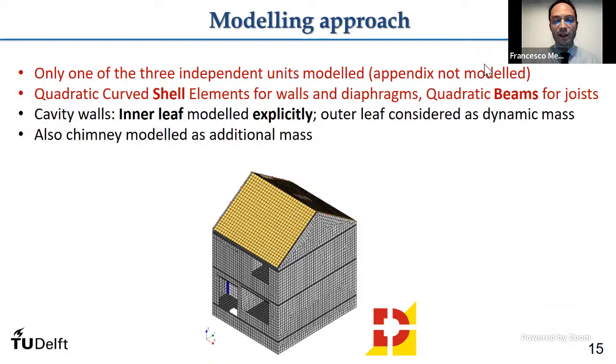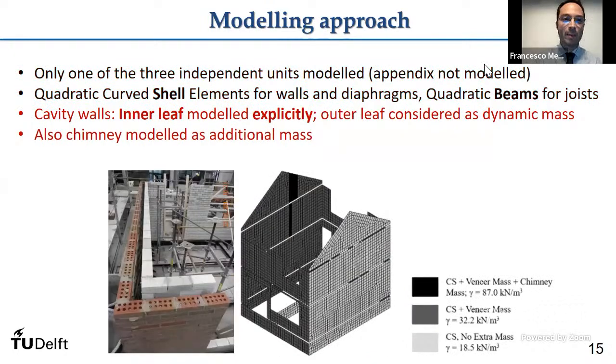Second, we decided to model the structure with shell elements for the walls and the diaphragms, and of course, beam elements for joists and beams, but no solid elements. Third, the cavity walls, I mentioned that the inner leaf was made of calcium silicate bricks, and that was modeled explicitly, whereas the outer leaf was considered as dynamic mass. And we did the same also with the chimney in order to simplify the model.